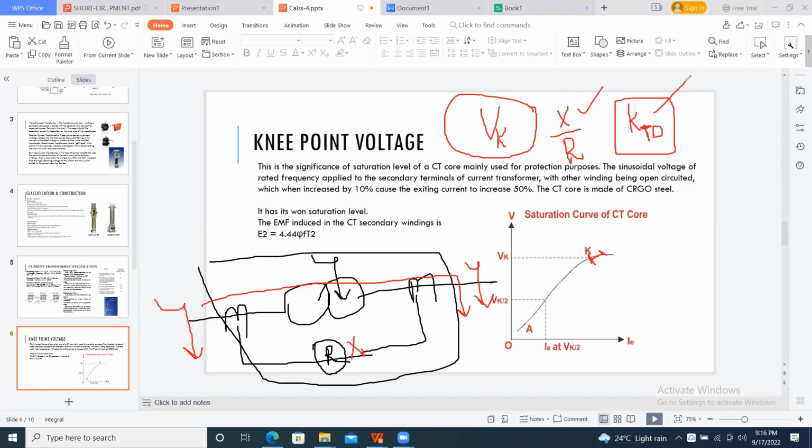Fine, team? Clear? Sir, but the relay coordination is done after... Relay coordination in the differential protection will not be done. It's a unit protection. Fine, team? Clear, everyone, on this?